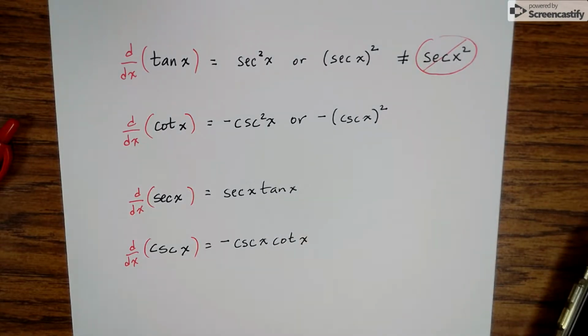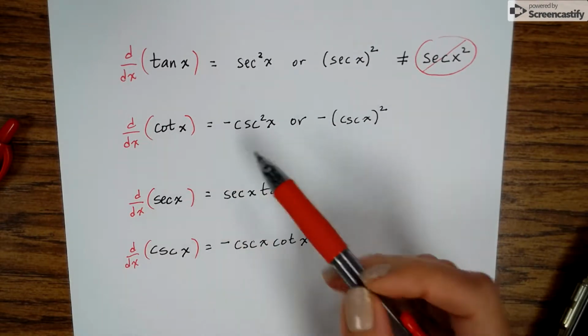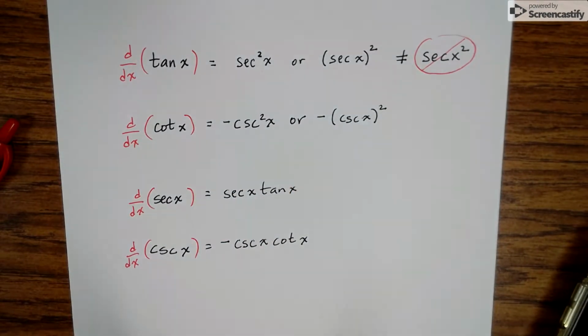One trend that you might have already picked up on is if you're taking the derivative of a trig function that starts with the letter c, you will have a negative result.